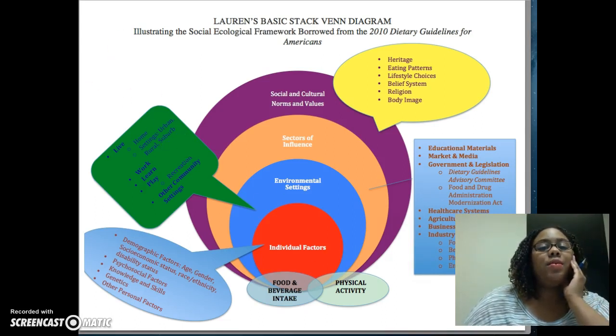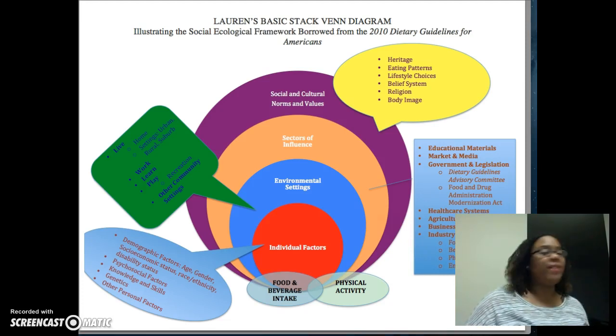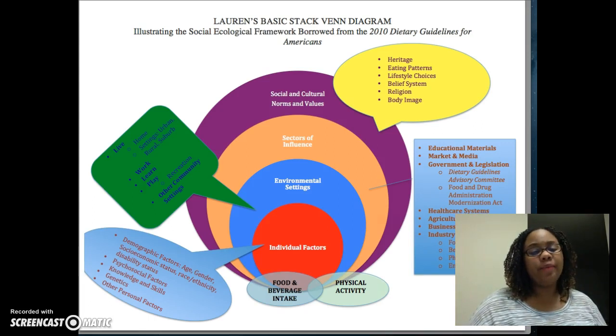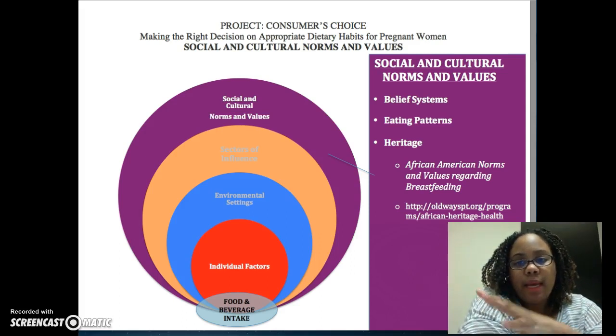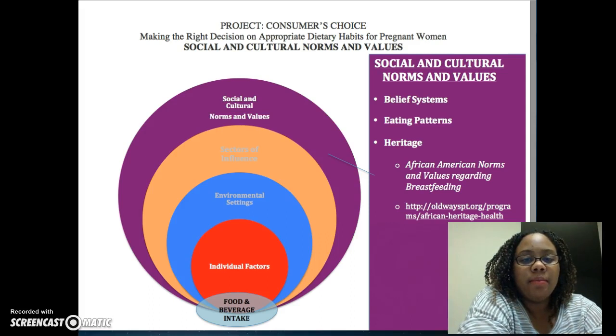So now let's take a look at the Venn diagram that hopefully will explain my final project. I have pulled up one of the three, breaking down each area on the Venn diagram that I'm going to focus on. The three areas that we're going to look at are the social and cultural norms and values, the sectors of influence, and environmental settings regarding my project, which is titled Consumer's Choice, looking at making the right decision on appropriate dietary habits for pregnant women.